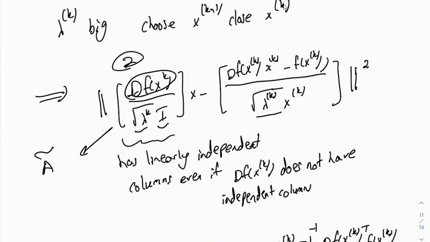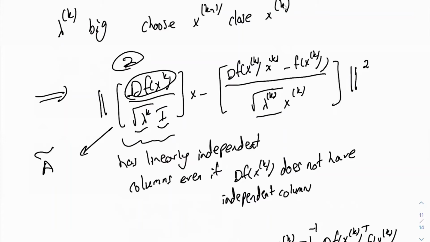So wait, thanks to this regularization with the trust parameter, we make sure that x and x of k are always close to each other. And we make sure that this stack matrix has linearly independent columns. So we actually solve all the shortcomings of the Gauss-Newton method.